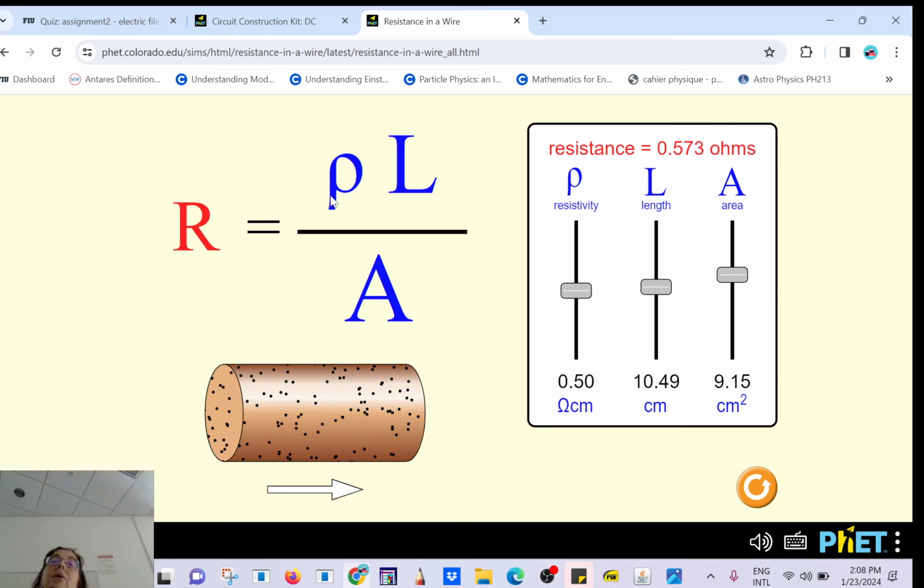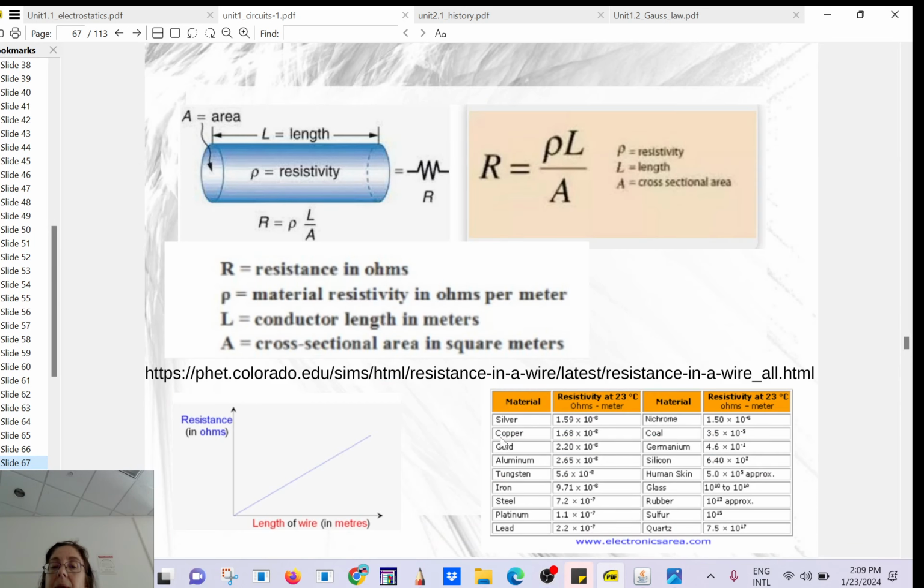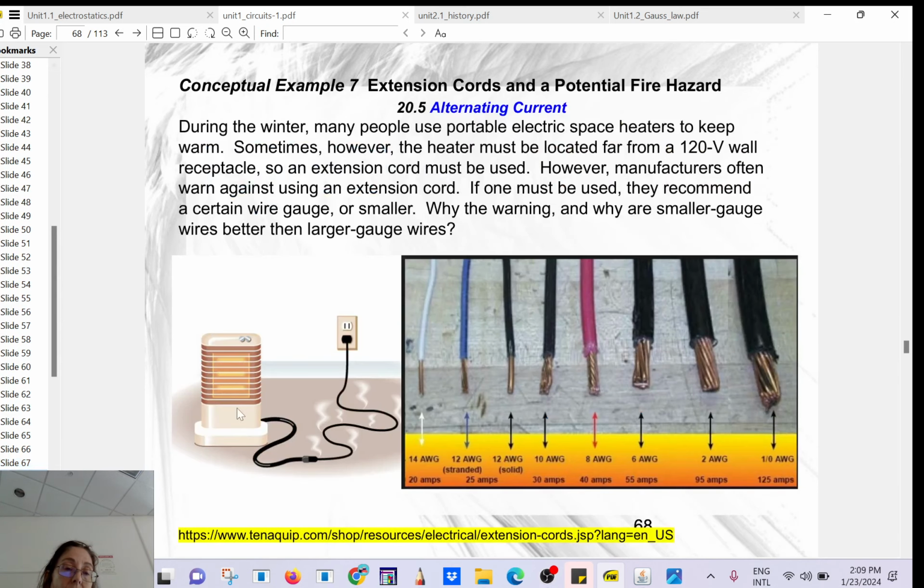So rubber, of course, or dry skin has a very large resistance. So even if you touch a 12-volt battery inside your car, you should be okay if you have very dry skin. It depends on the material that you use. So the best material to use for wires, for example, will be copper. You don't want to use silver because it will be too expensive. Is that clear?